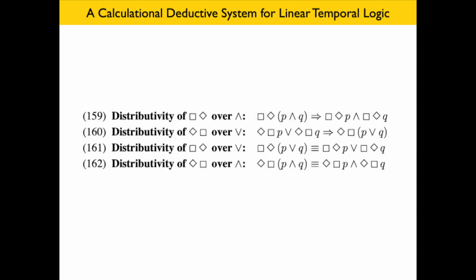The next four theorems show how always, eventually, and eventually always distribute over both conjunction and disjunction. So number 159 shows that always eventually distributes over conjunction with an implication, and number 160 shows that eventually always distributes over disjunction, also with implication, whereas for numbers 161 and 162, the distribution is with equivalence instead of with implies.